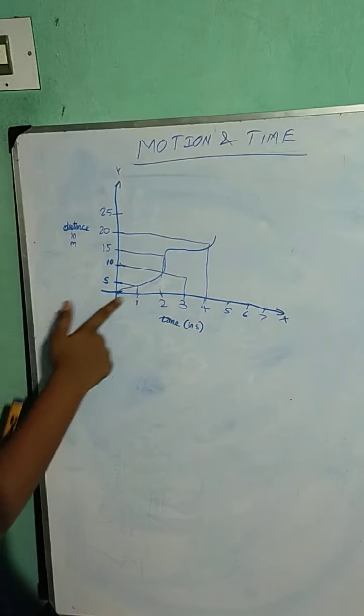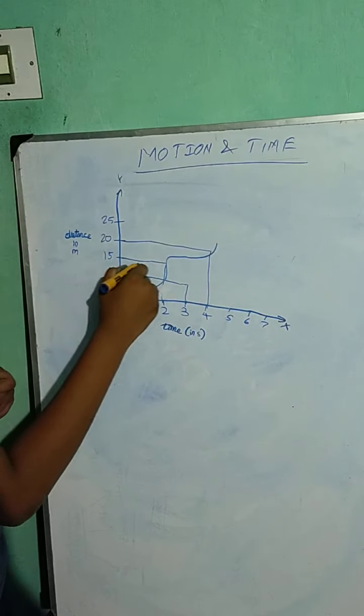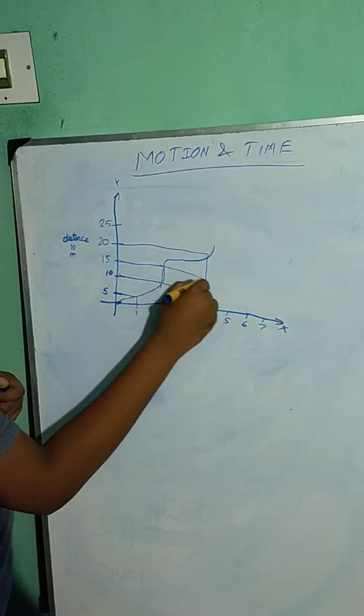Sorry friends, this is not the correct notation. We can take the 15 meters as in 5 seconds.